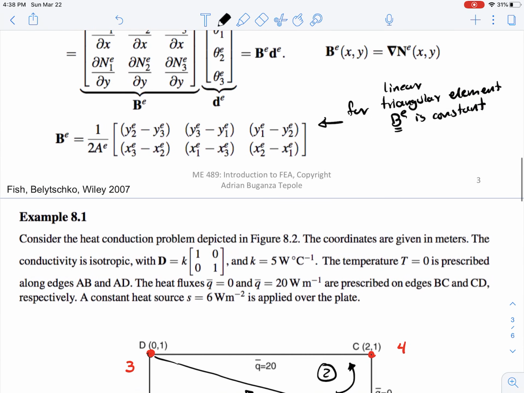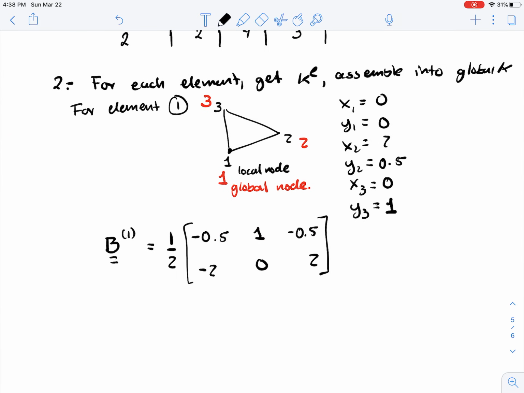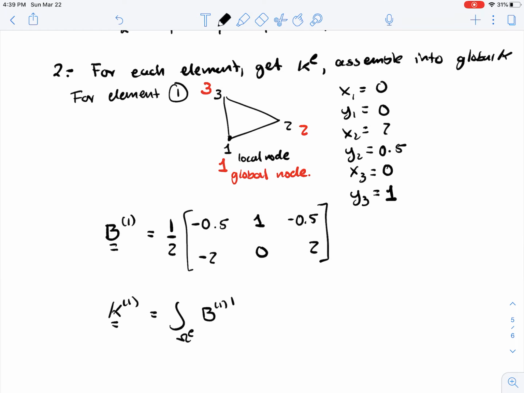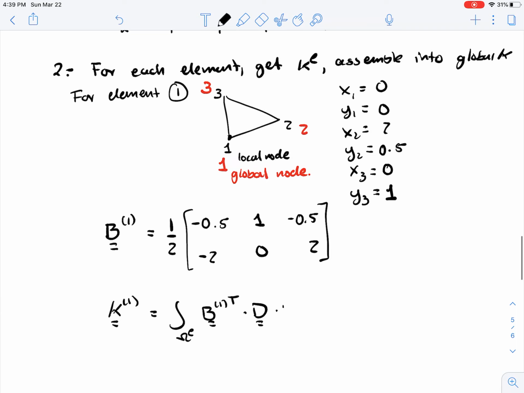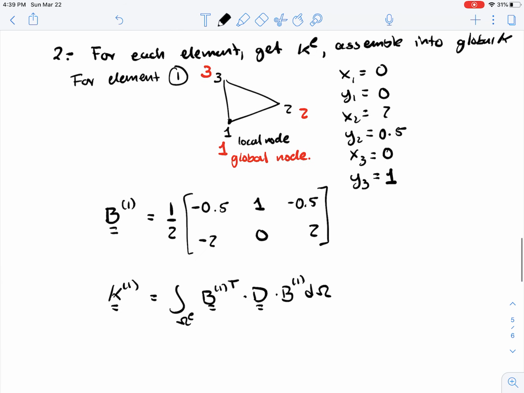This looks like magic, but all I did was I used this definition right here, and then I just plugged in the values of x1, y1, x2, y2, etc. So if you do that, then this is what you get for the B matrix of element 1. So the stiffness matrix of element 1 is going to be the integral over the triangle of this B matrix transpose times the D matrix, which I'll bring up in a sec, times the B matrix of element 1, integrated over the triangle.